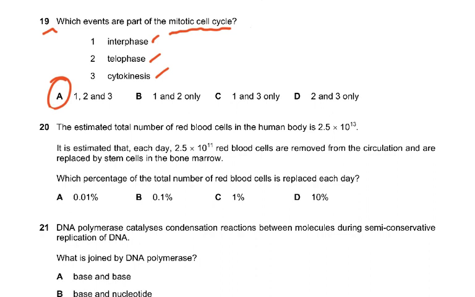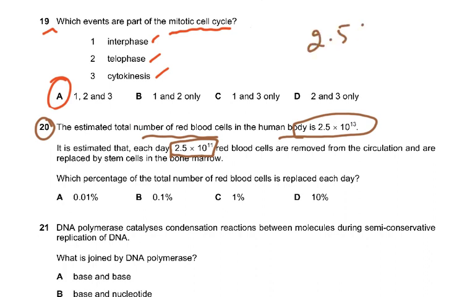Question number 20. The estimated total number of red blood cells in the human body is 2.5 into 10 raised to the power 13. It is estimated that each day 2.5 into 10 raised to the power 11 red blood cells are removed from the circulation and are replaced by stem cells in the bone marrow. Which percentage of the total number of red blood cells is replaced each day?